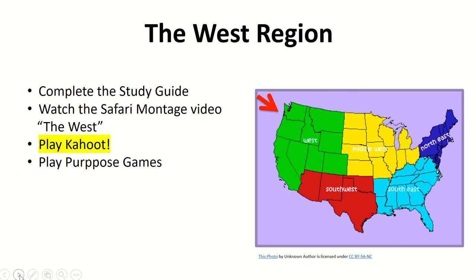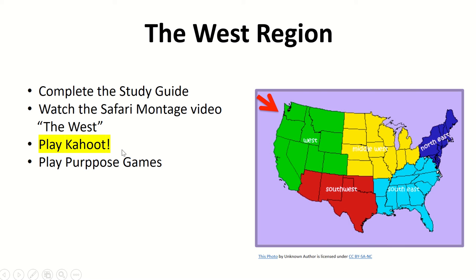You're going to be learning about the West region. Please make sure that you complete the study guide. I will be sending you the answer key to the capitals and the abbreviations, but everything else you should be able to do on your own using the study guide or a map. And then I want you to watch the Safari montage video called The West. After you watch the video, then I want you to play Kahoot.